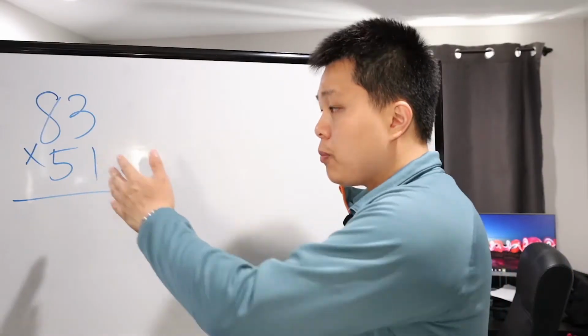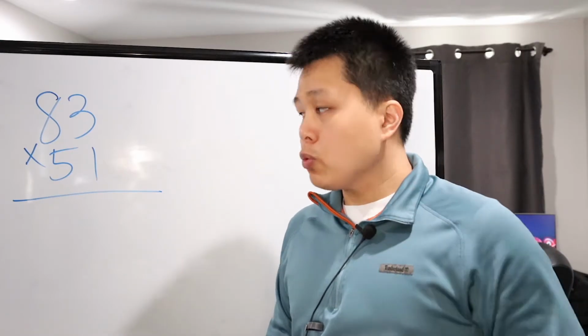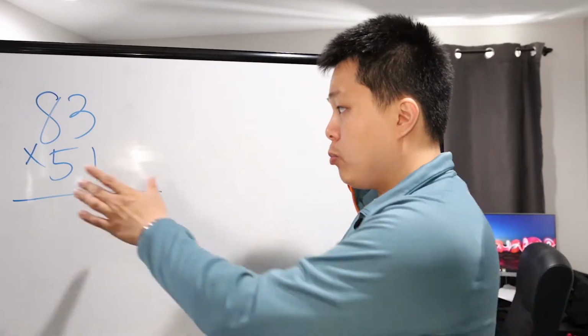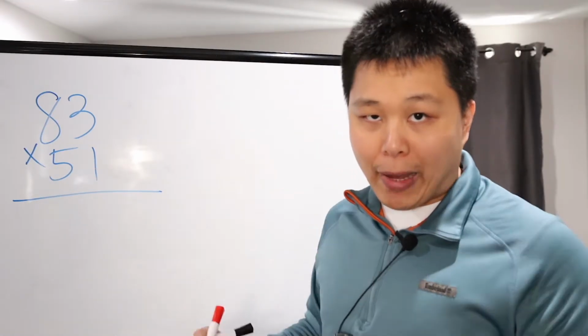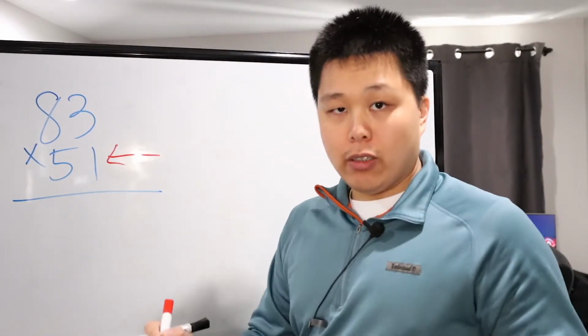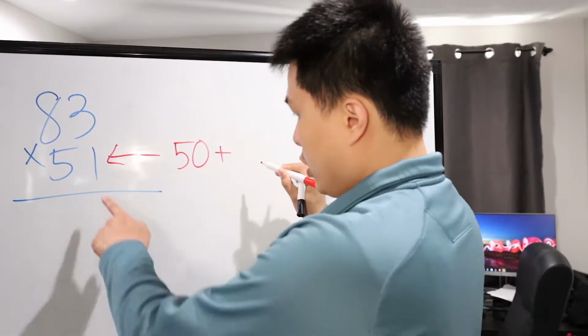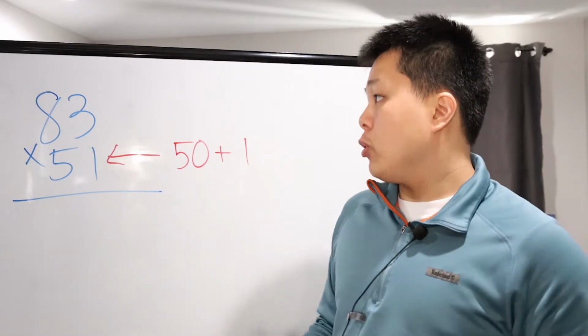So this is the problem we're going to work on first: 83 times 51. We're going to solve it in two ways. For the first one, we're going to solve it conceptually. This is based on the distributive property, where you can break the number down into the tens and the ones, and then add the results. So 51 we're going to break down into 50 plus, and the ones place is just 1. Now we have two numbers, hence two different multiplication problems.